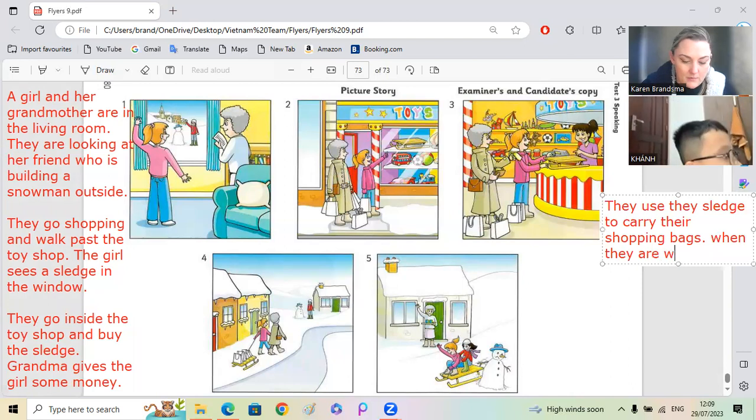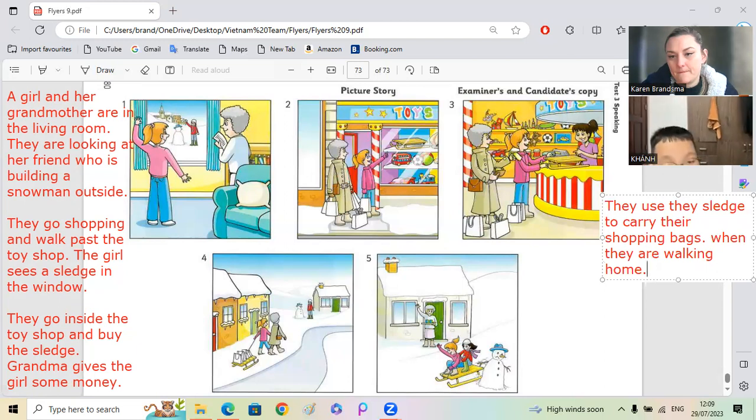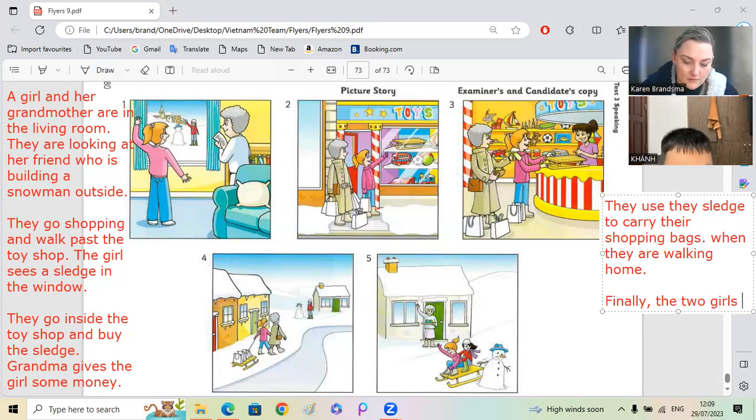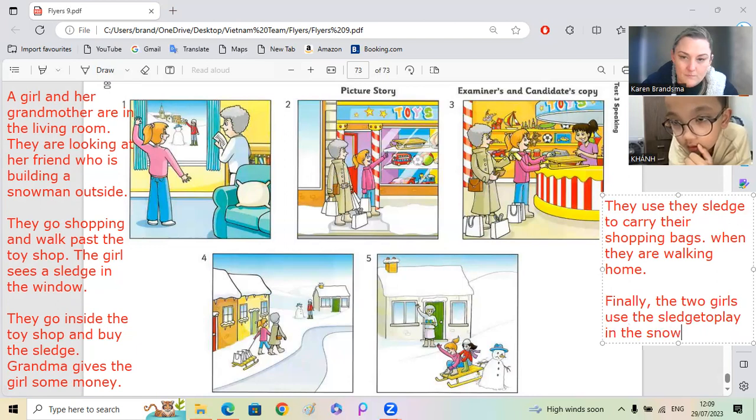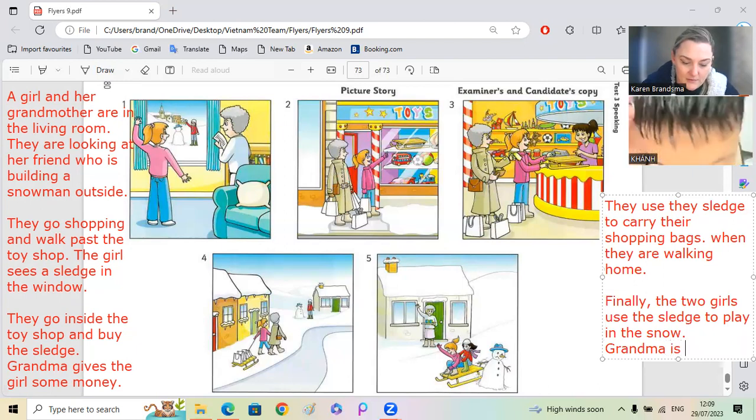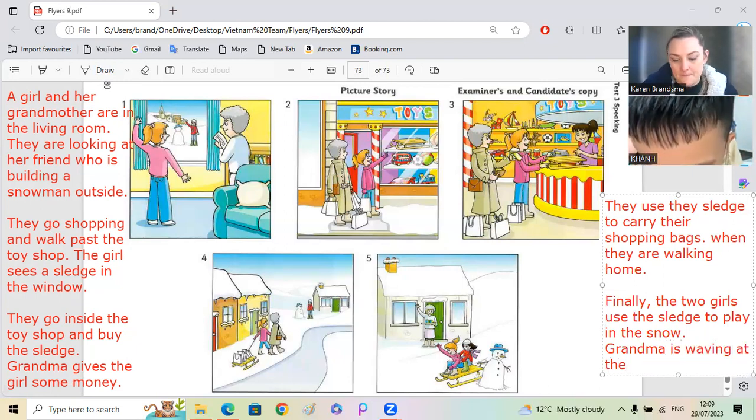When they are walking home. Okay. Finally, the girls use the sledge to play in the snow. Okay, Grandma is waving at them.